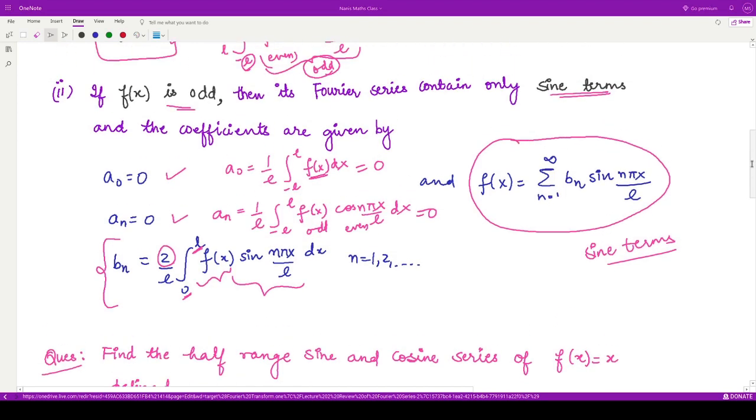So how is this done? How is the function made even and made odd?